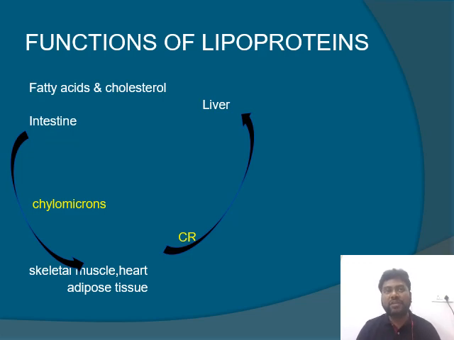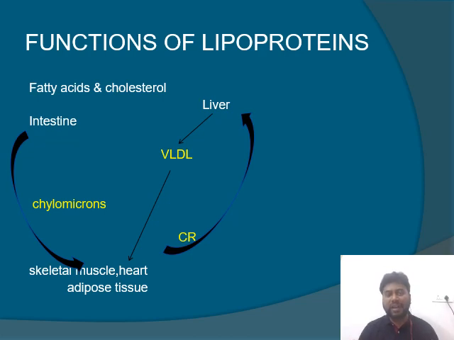Next, coming to the endogenously synthesized lipids. Both triglyceride and cholesterol can be synthesized in the liver. All these endogenously synthesized lipids will be packed and released into the circulation as VLDL molecules. Now this VLDL, like chylomicrons, will be donating triglycerides to the peripheral tissues like skeletal muscle, heart, and if it is in excess, to adipose tissue.